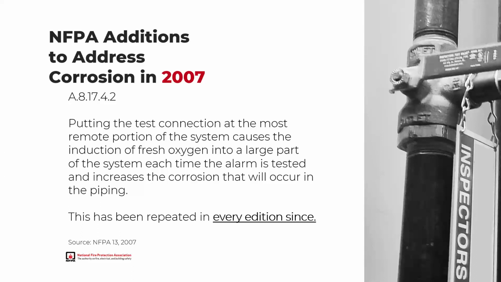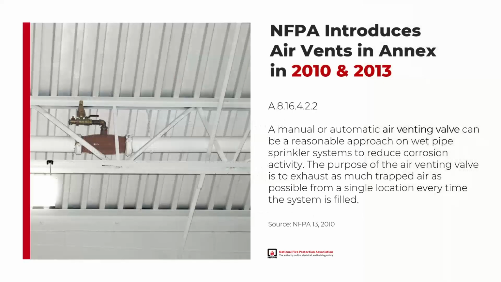And that language has carried through. As we know, NFPA 13, which is kind of the Bible of the fire sprinkler industry, has repeated this language every 3 years since the 2007 edition. After the 2007 edition, in 2010 and 13 was the first time that they added language suggesting that every care should be taken to remove as much trapped air out of a wet system, and if possible, add some form of manual or automatic air vent to get this out. And this was a recommendation.